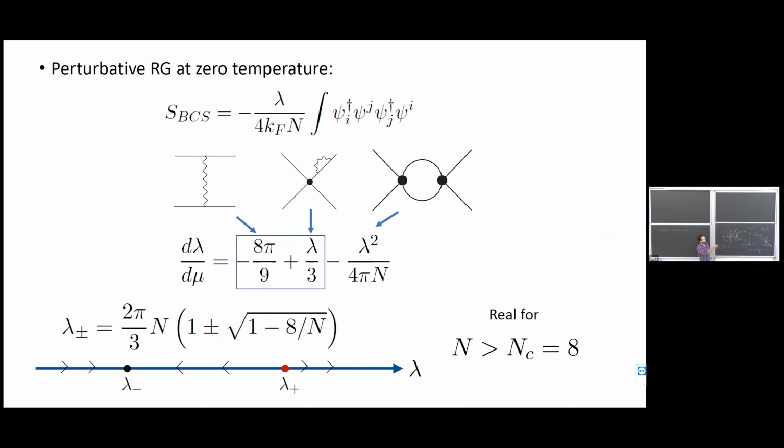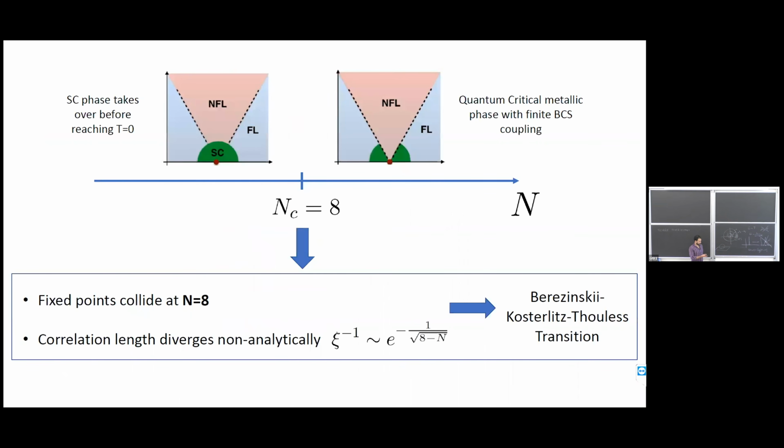As we decrease the value of n, these fixed points will approach each other, and at the critical value of n, they will collide, and eventually they will go to the complex plane. After this happens, the BCS coupling will have no other option but to go to infinity, and the model will go to a superconducting phase. This collision of fixed points usually leads to something called a BKT transition, which are infinite order phase transitions, very interesting ones. And this is essentially what happens here. You can see it by computing the correlation, which, as you can see, diverges, but in a non-analytic way.